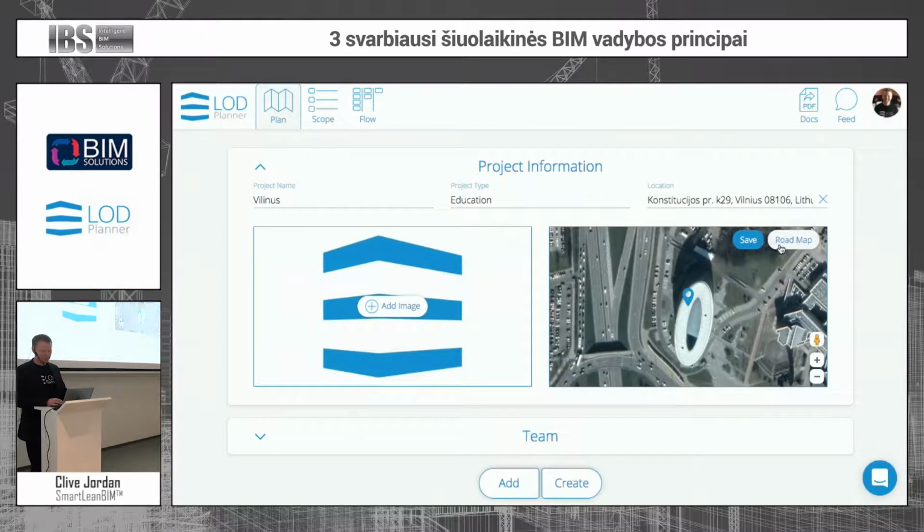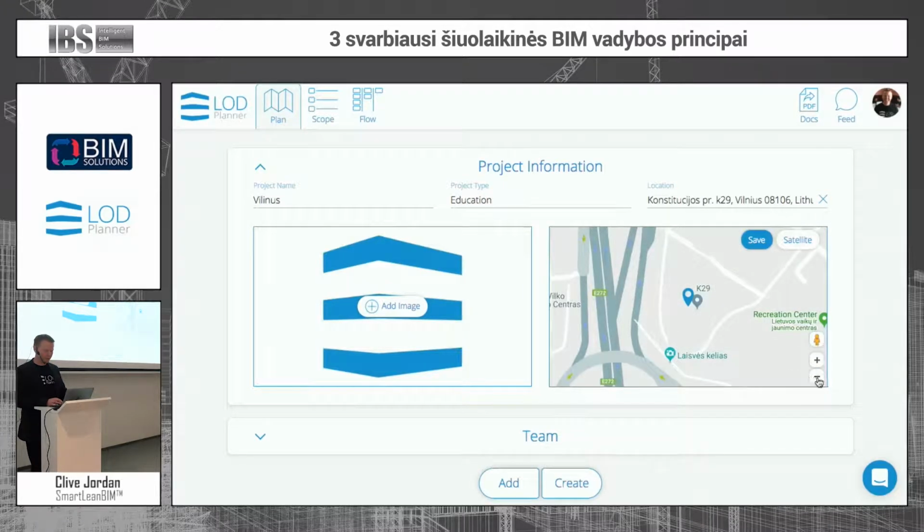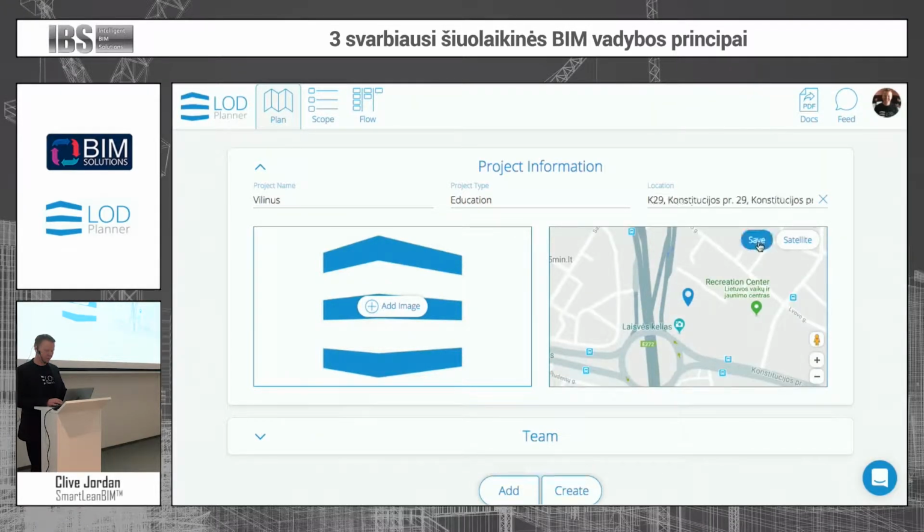So we can define a specific location, whether it's a road map or a satellite. We can even place the man down and have a street view. Integration to make it easier rather than copying and pasting from other tools. We can add an image, and we'll go into the details.